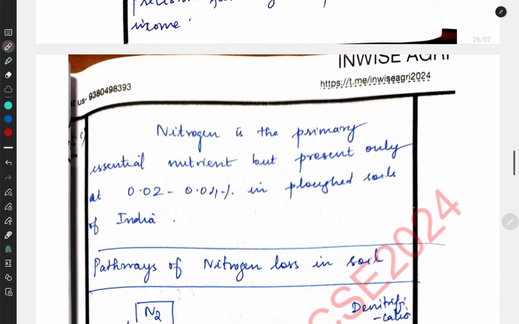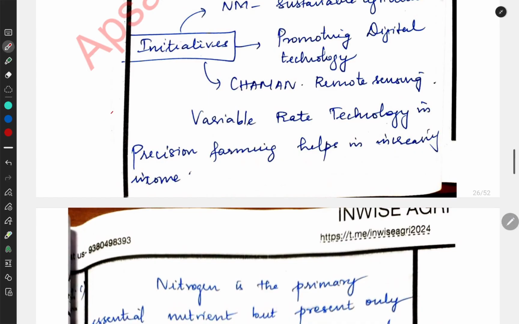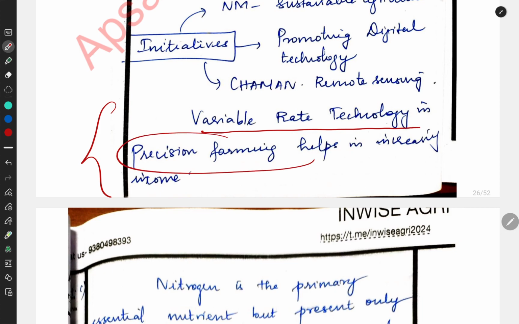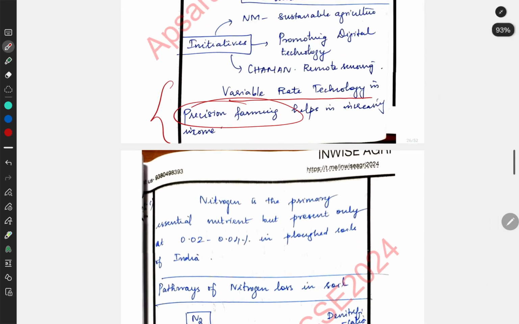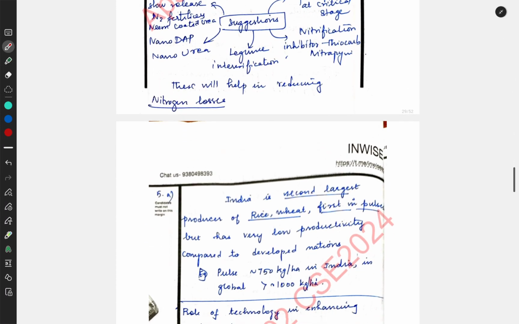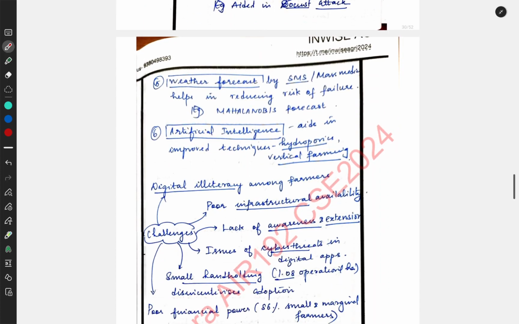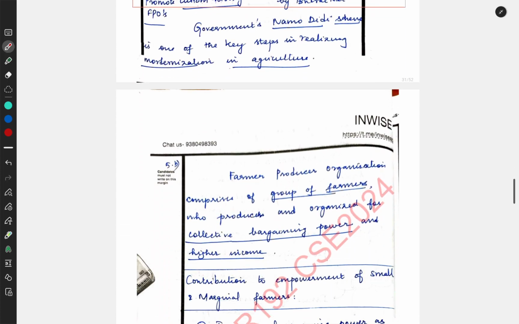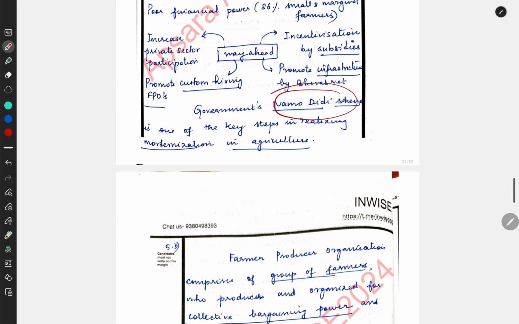I'll show you the conclusion. Look at the conclusion. The question is related to VRT, that is variable rate technology. She connected it with precision farming in this question. Come to the next, nitrogen use efficiency. And look here, the government's Namo Didi scheme. This is the conclusion. This is the 11th point. The point here is that the conclusion should be futuristic.